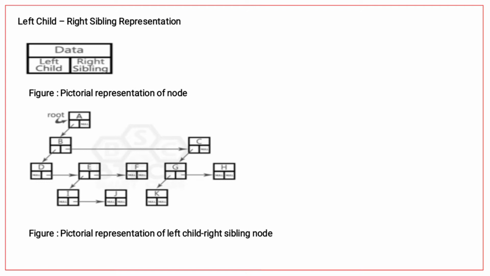In this representation, every node's data field stores the actual value of that node. If that node has a left child, then the left reference field stores the address of that left child node. Otherwise, that field stores null. If that node has a right sibling, then the right reference field stores the address of the right sibling node. Otherwise, that field stores null. Now see this figure, a pictorial representation of the left child right sibling node.